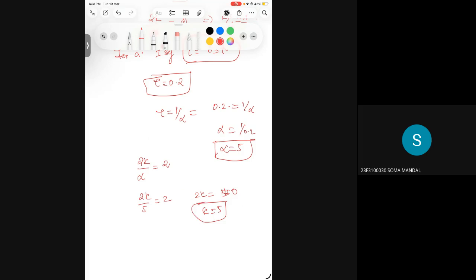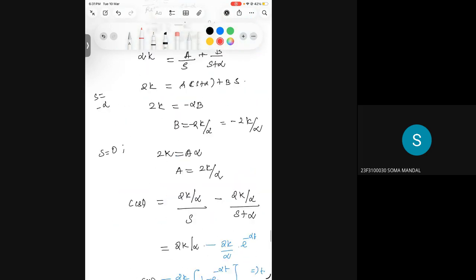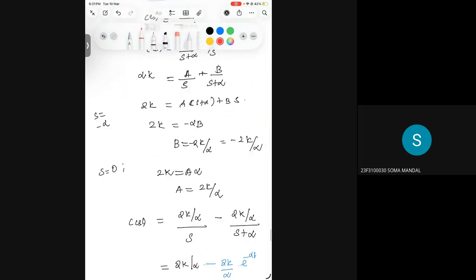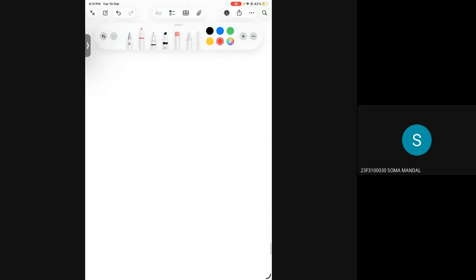It's a little lengthy problem. The assumption here is tau is not equal to 1, it's 0.2, because it takes 63 percent of the final value to reach, so tau here is 0.2. From that, if you derive this transfer function, you will be able to know the relation between these two.